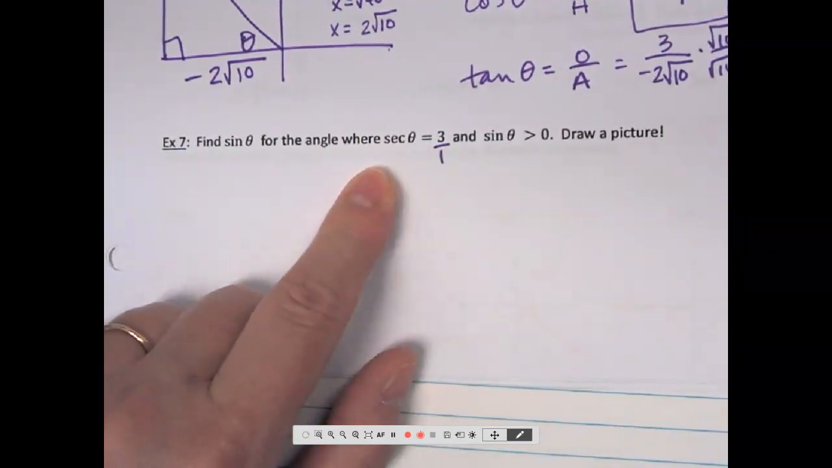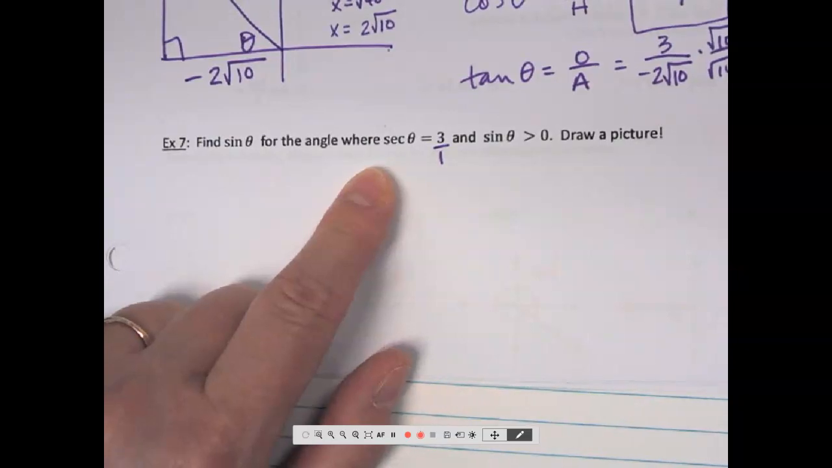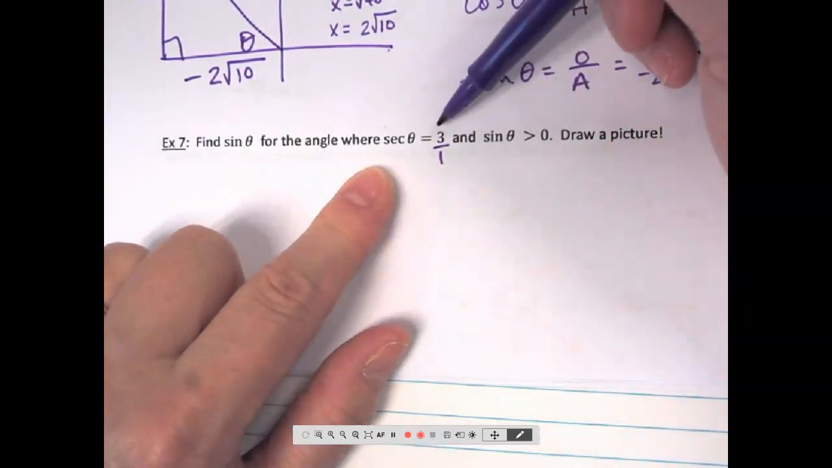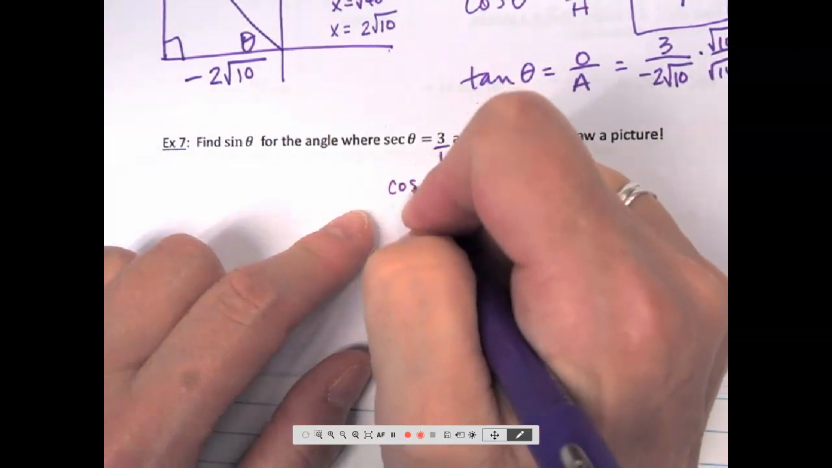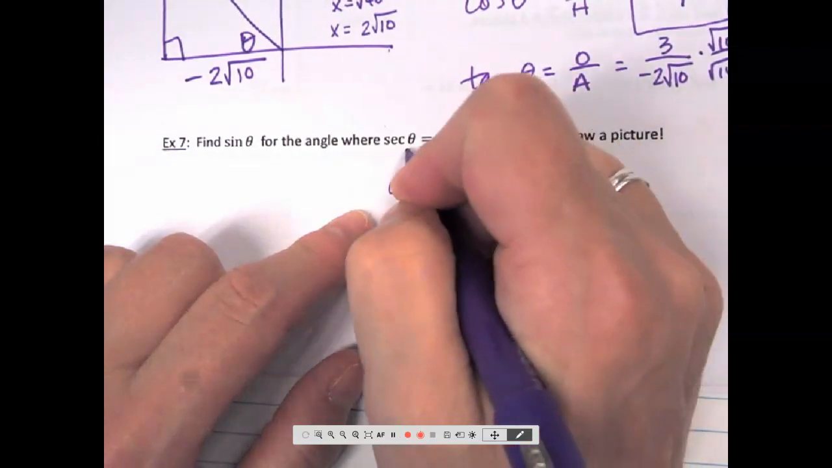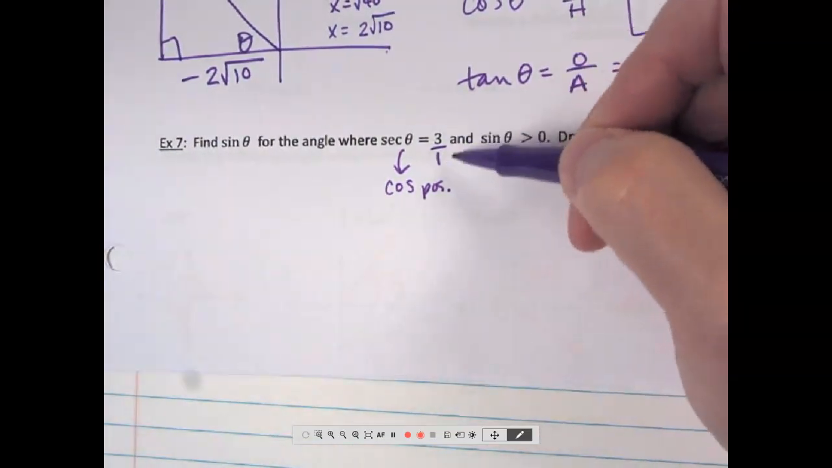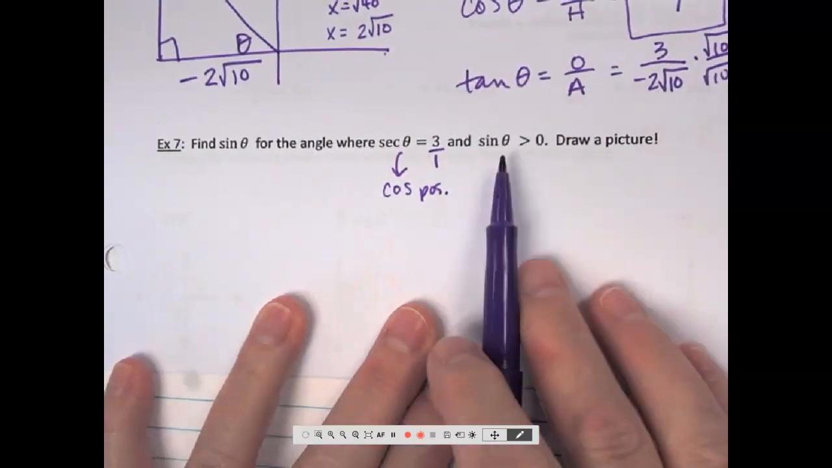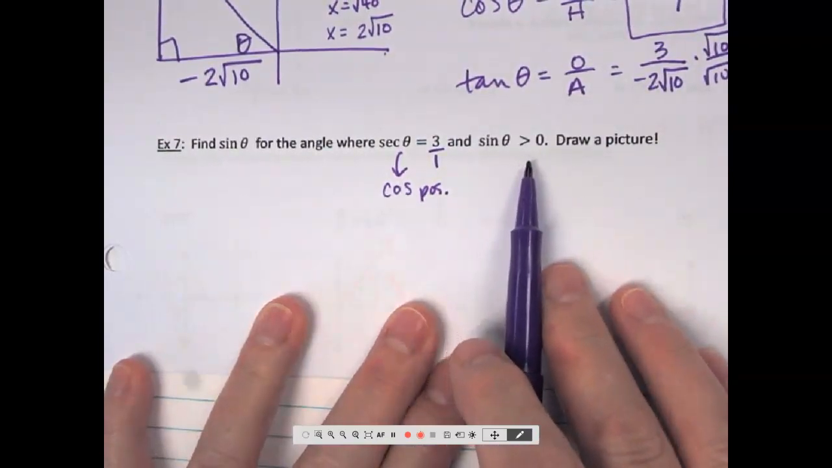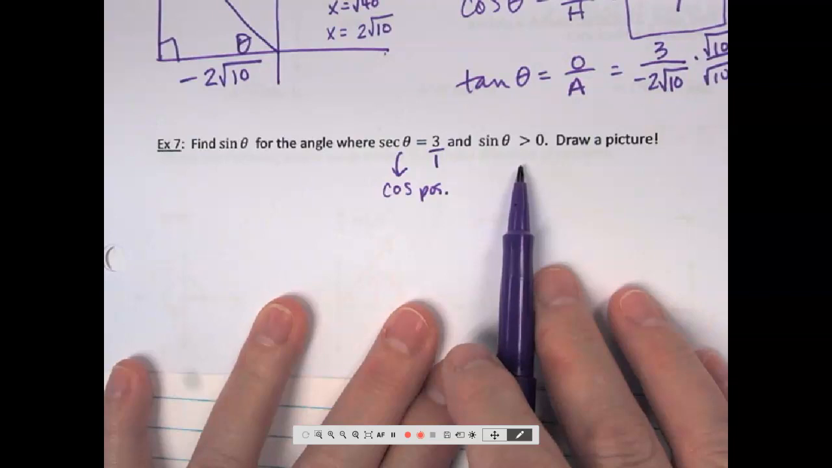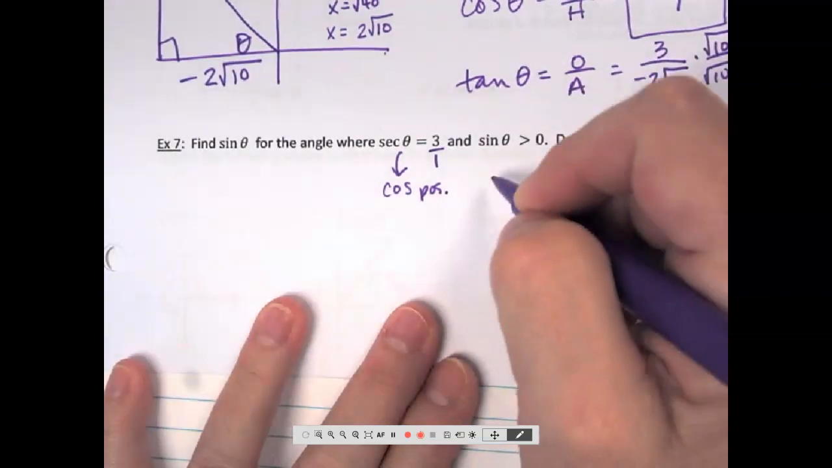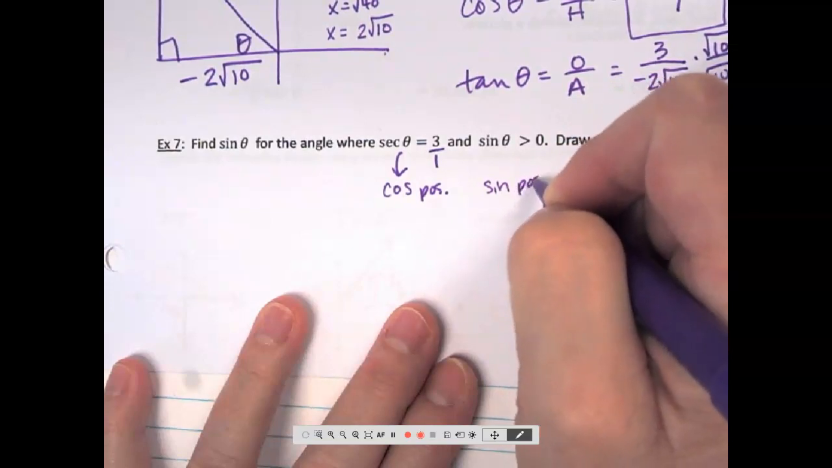Okay, secant is the reciprocal of what? Cosine. Secant and cosine go together. So if secant is positive, that means that cosine is positive. Because they're reciprocals. Cosine is going to be 1 over 3. Still positive. And then if sine is greater than 0, what does that mean? If a number's greater than 0, it is positive. So this tells me sine is positive.